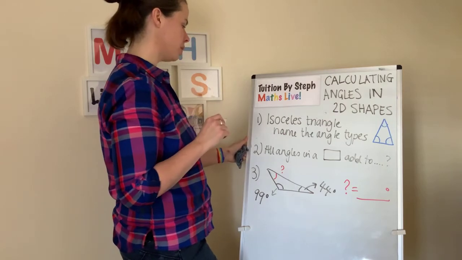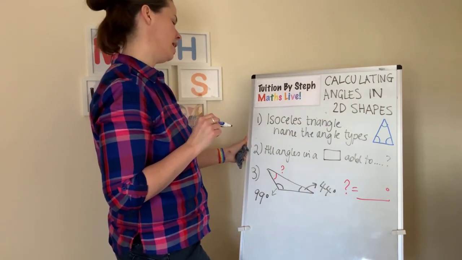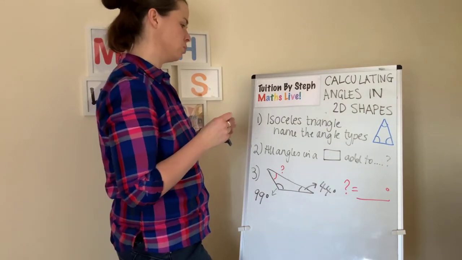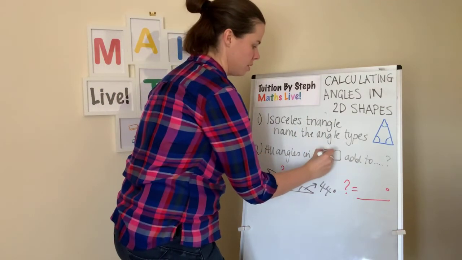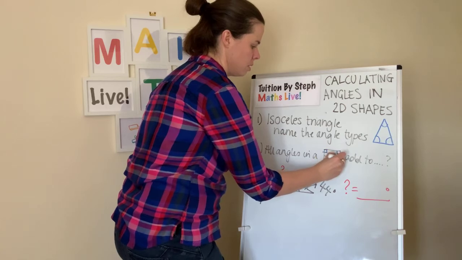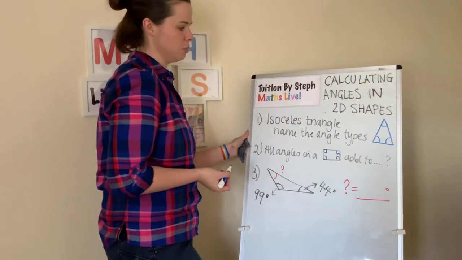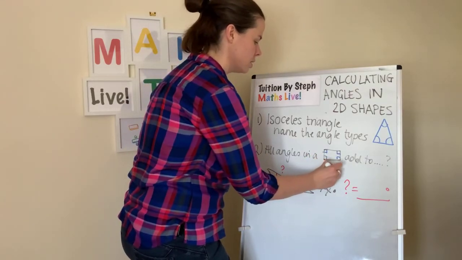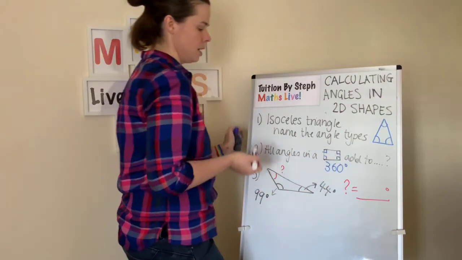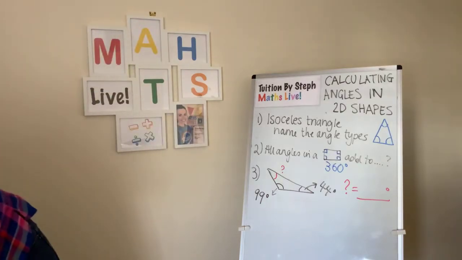Okay. All angles in a rectangle add up to. So we've already done this, haven't we? 90 plus 90 plus 90 plus 90 adds up to 360. Okay, let me see if I've got some answers for the last one.